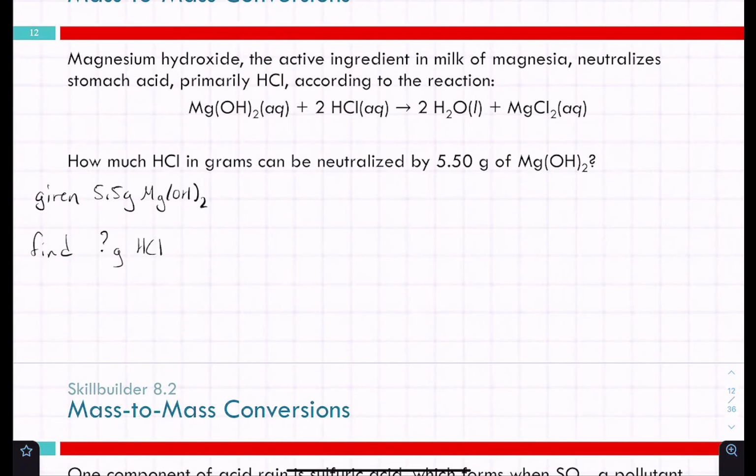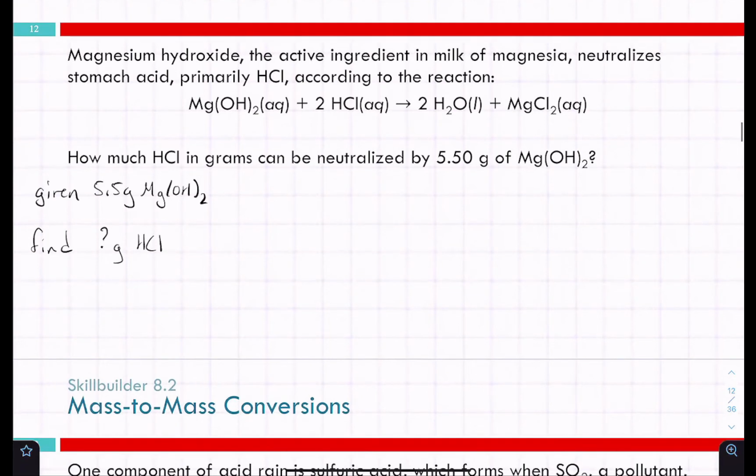All right. Now this problem becomes the same as the previous problem. We've just changed what A is and we've changed what B is, and we've gotten ourselves a new chemical equation. So we'll start, like always, with what we're given, 5.5 grams of magnesium hydroxide. So first step: molar mass, so we can convert grams to moles.